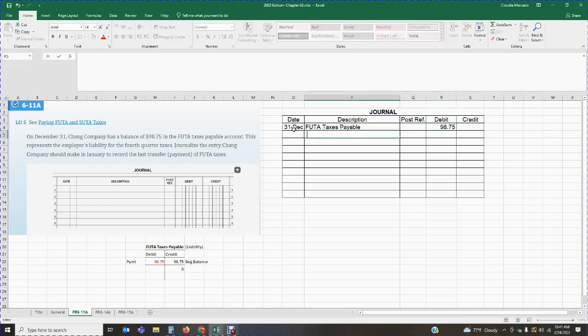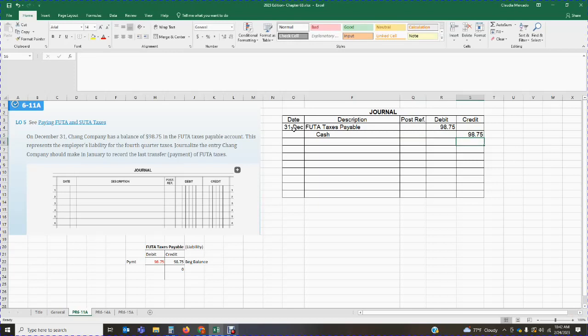Now, when you make a payment, how do you pay? I need to submit payment for my FUTA taxes. How do you pay your bills? You pay your bills with cash. You can either send a check or do a direct transfer. A lot of these payments, you can do them online. So you just go in there and submit payment. Regardless of the method that you use, your cash is going to be used to make that payment. So cash is going to be credited $98.75.